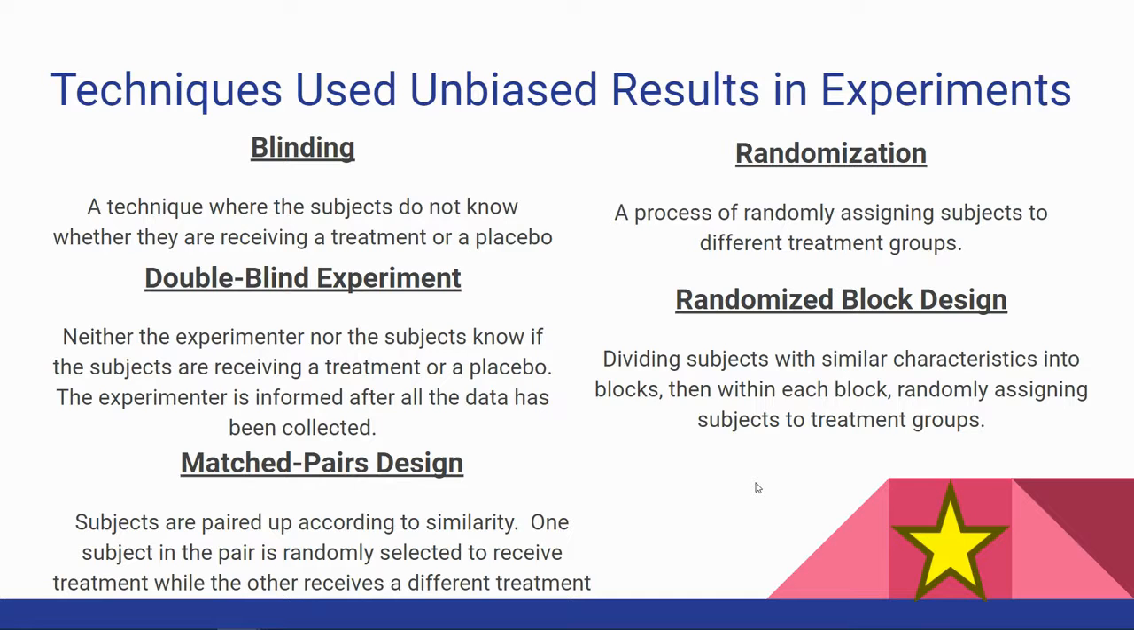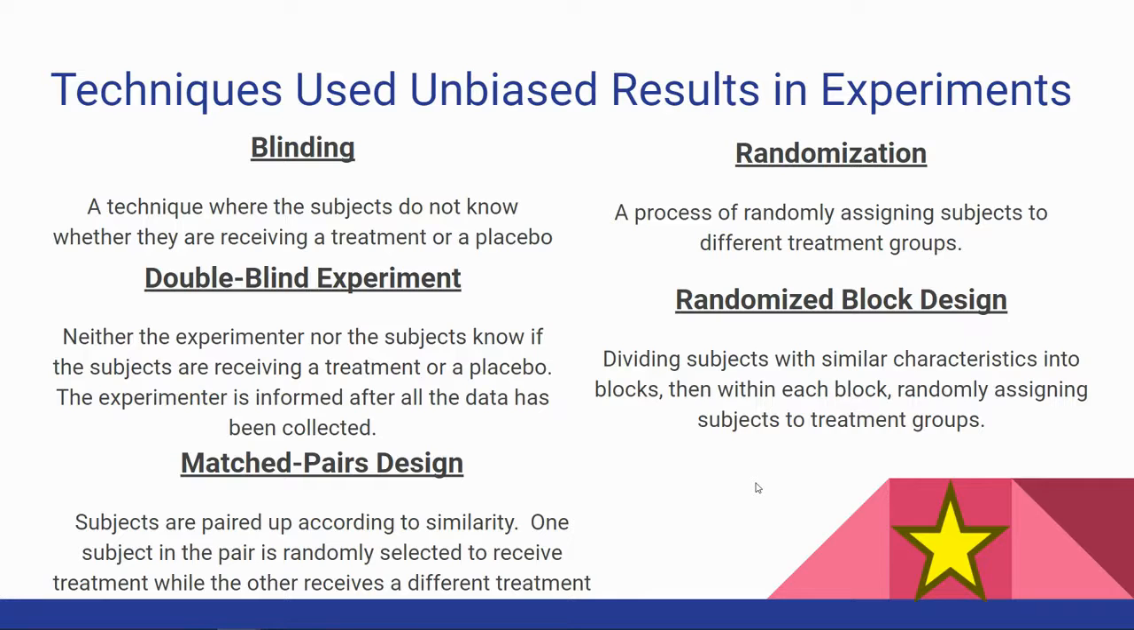Okay, so matched pairs design: subjects are paired up according to similarity. One subject in the pair is randomly selected to receive the treatment while the other receives a different treatment. So an example is you'd pair up people, a male and a female, that are basically the same age or something like that. And then one of them would receive treatment while the other would not. Generally, they don't mix the sexes though, simply because males and females have a tendency of reacting differently to medicines in a lot of ways. So it would maybe be two females of the same age or two males of the same age.